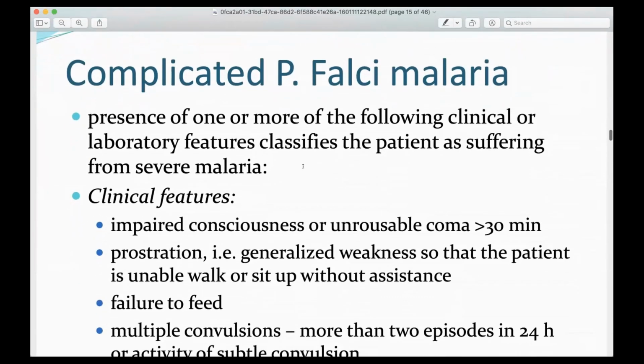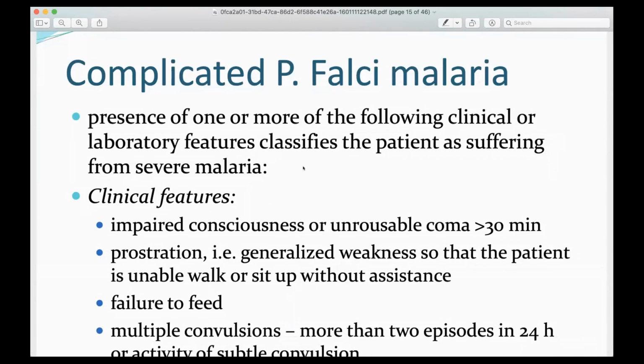In case of complicated falciparum malaria, complicated means more than one organ failure, either the patient presents with coma, or a seizure, or respiratory distress, ARDS like features, or renal failure.